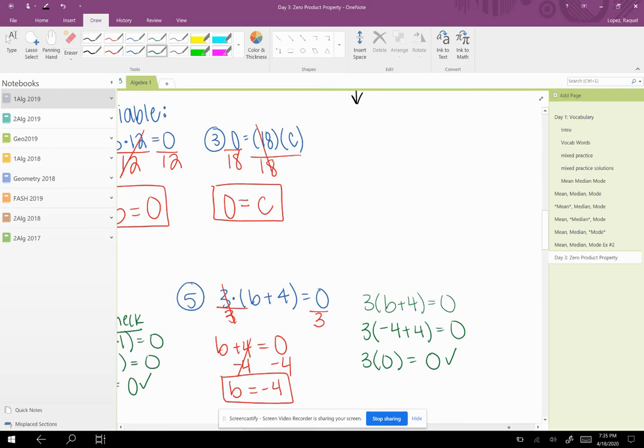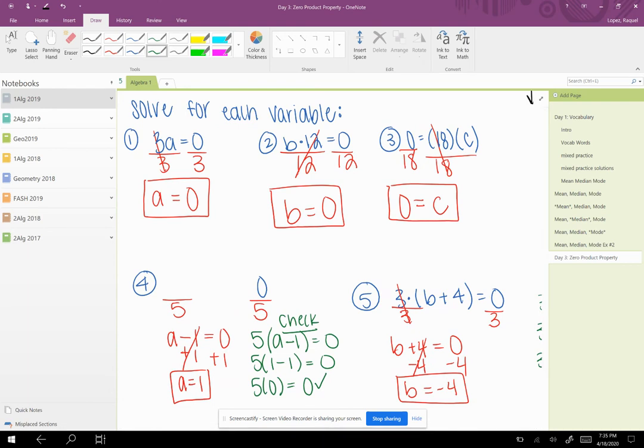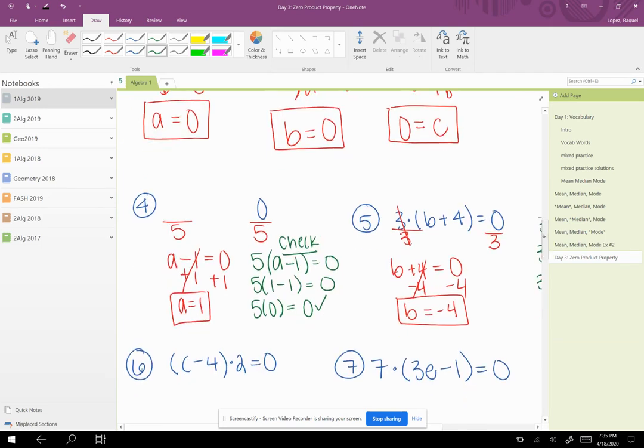Okay, so the zero product property allows us to use the fact that if we have two numbers and I multiply them and the answer is 0, one of those two numbers has to be the number 0. That's basically what the property is saying again.